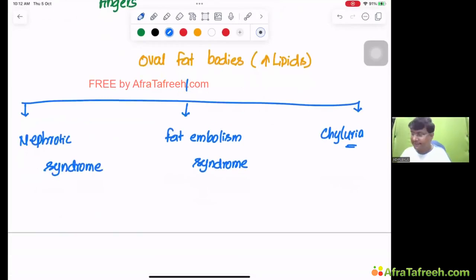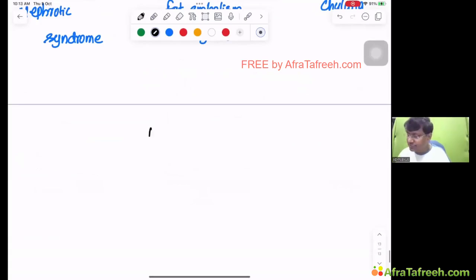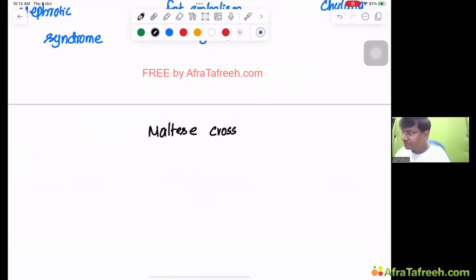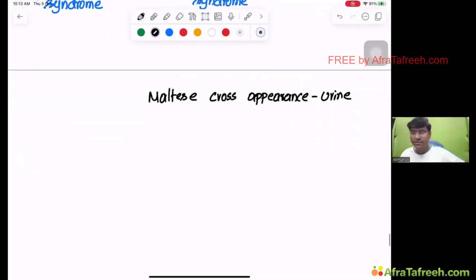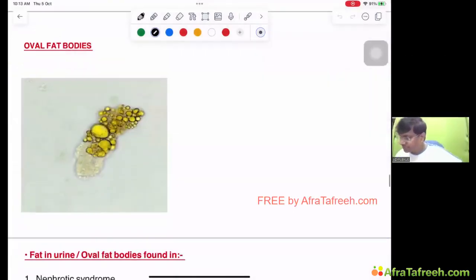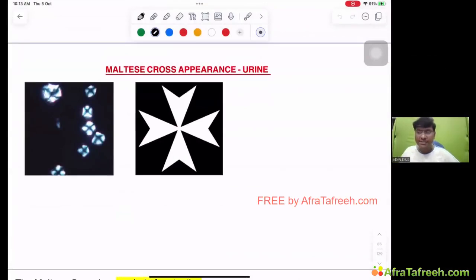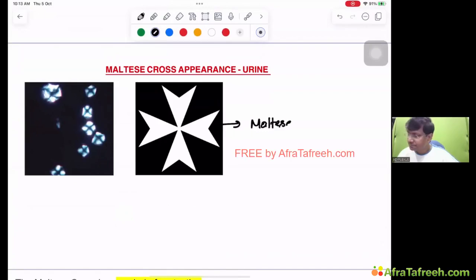Then followed by that, we have the epithelial cells, which can be arranged in the form of a Maltese cross appearance. So what are the conditions where you have the Maltese cross appearance in the urine? First of all, you should understand what this Maltese cross is. This is what is called Maltese cross. This is like the exact picture of the Maltese cross, and this is the urine sample.